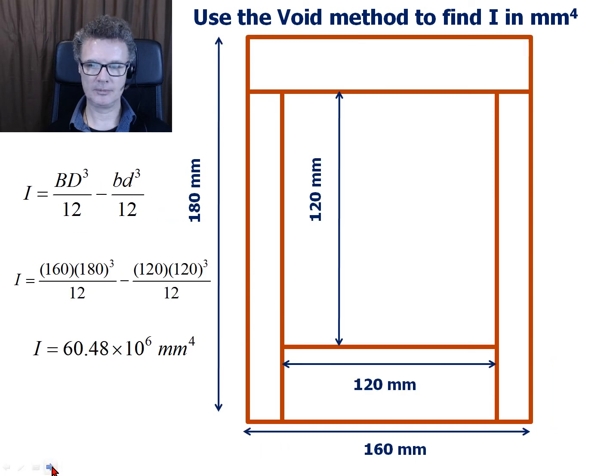Right, so let's find those numbers. So you can see that we got the outer box there, 180 depth, 160 width, and an inner box 120, 120. So outer box 160 times 180 to the power 3, take away 120 times 120 to the power 3, and then divide everything by 12, and you should get 60.48 times 10 to the power 6 millimeters to the power 4.